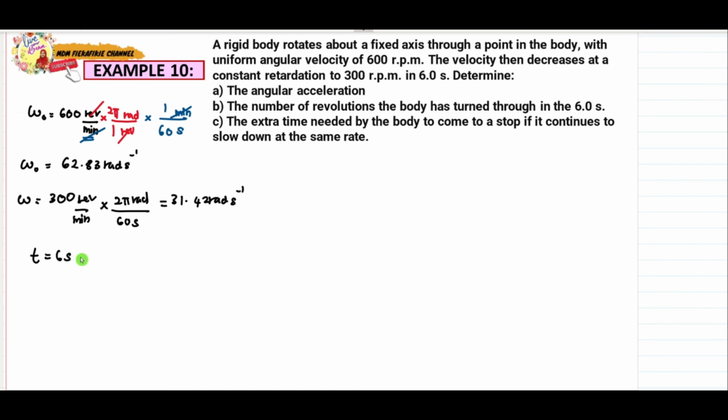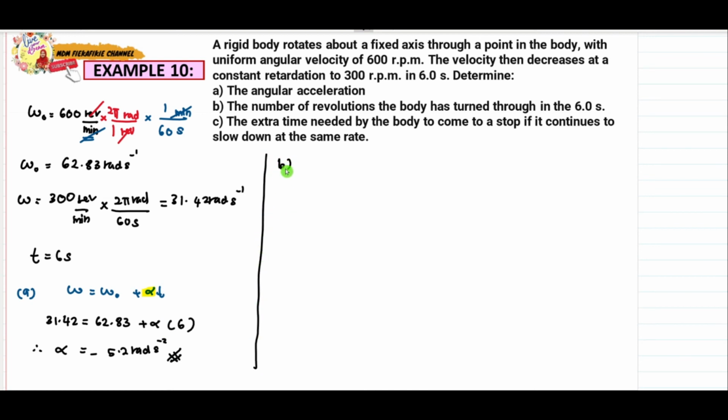Alright, so now you want to calculate the angular acceleration. Okay, so saya hanya gunakan formula ini sahajalah. Okay, so the velocity is decreasing, means that the value of alpha should be negative value. So omega is 31.42, omega naught is 62.83, plus alpha nak cari 6. Therefore, alpha is equal to negative 5.2 radian per second squared. Unit jangan salah. Okay?